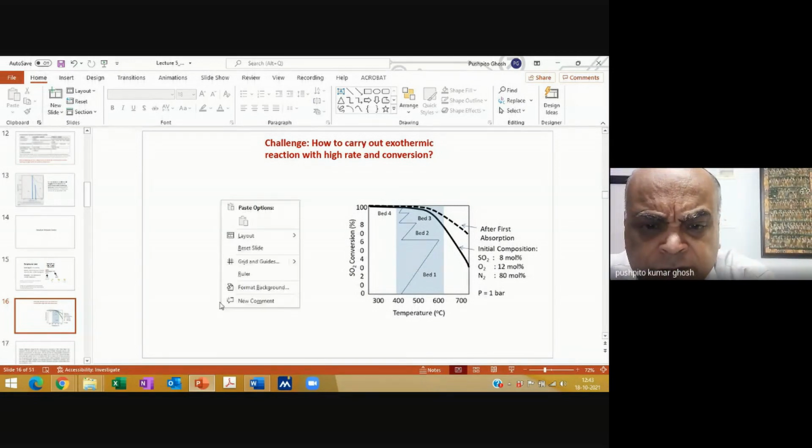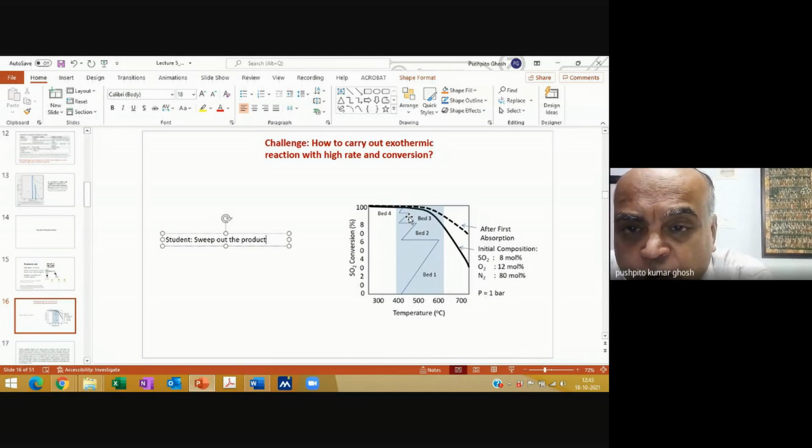Sweep out product. So what you do is that at some point here, before it goes into the last bed, I pass it through sulfuric acid and all my SO3 gets absorbed and only my SO2 and the remaining air, etc. is there. I might again charge it with more amount of starting material and then I pass it through my fourth bed. So effectively, I've driven the equilibrium to the right by an absorption process before it enters the final stage of conversion.